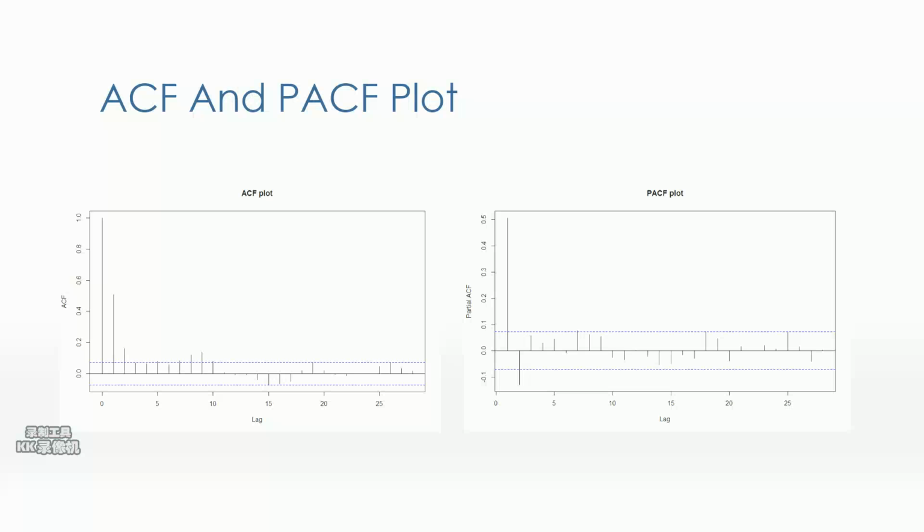The ACF plot is merely a bar chart of the coefficient of correlation between a time series and the lags of itself. The PACF plot is a plot of the partial correlation coefficient between the series and the lags of itself.